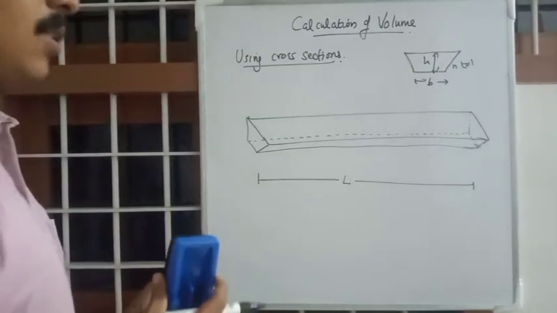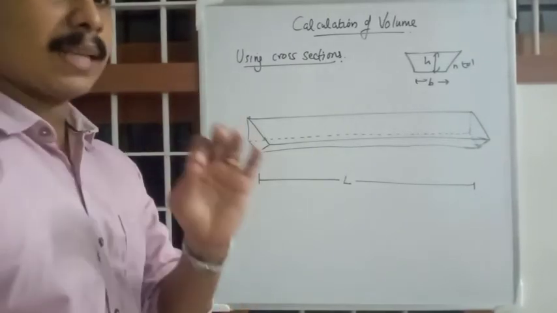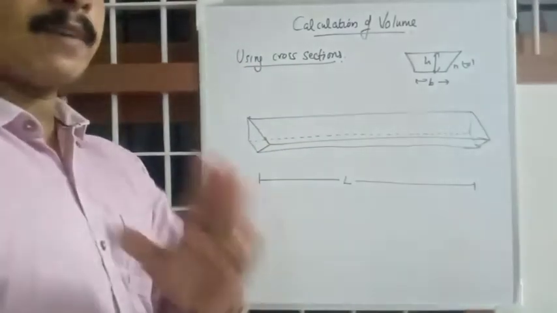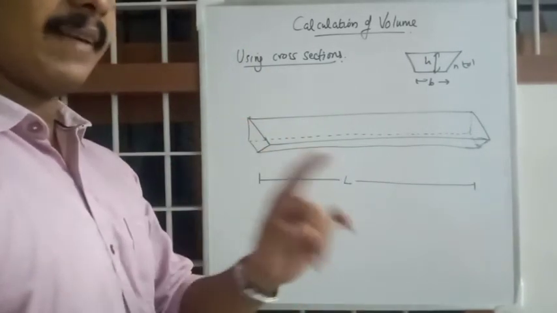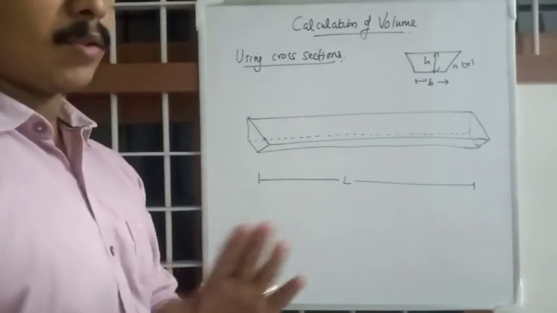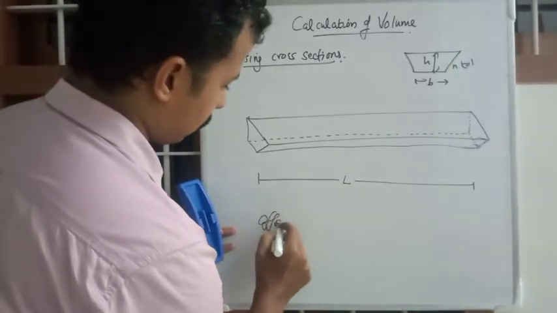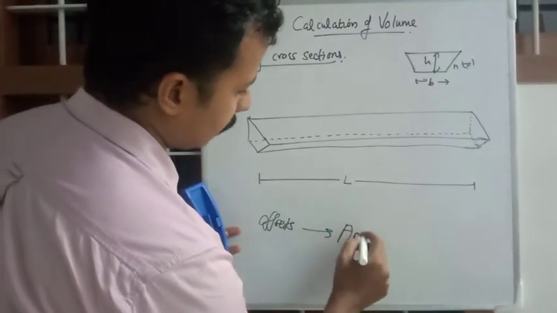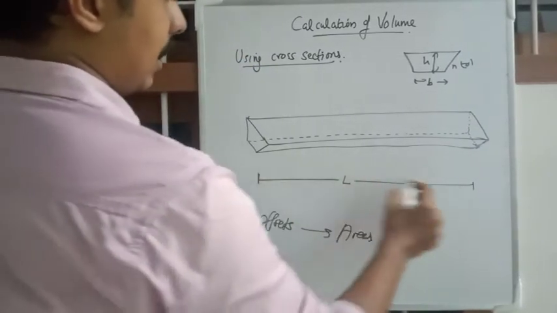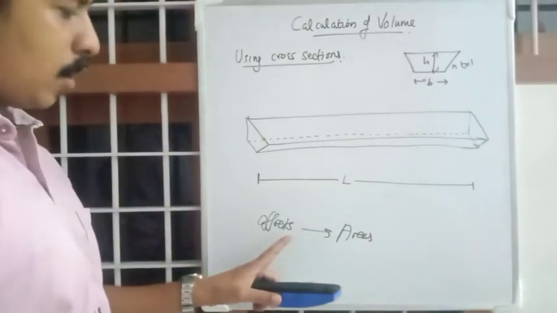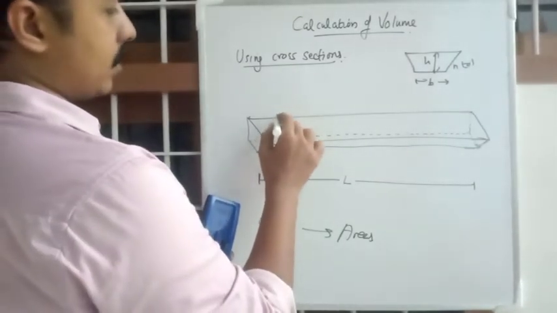So first we will be taking cross sections. Before that, this method that we are going to tell you is very similar to the offset method, the offset and baseline method with regular intervals that we had studied in area calculation. There is a slight change. Instead of offsets, we will be taking areas. Consider this as the total line, and instead of offsets, we will be taking areas at regular intervals, like this.